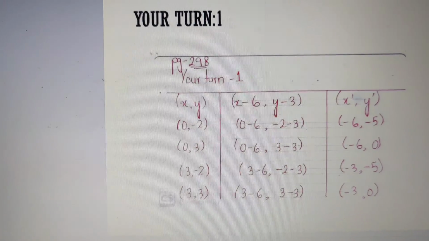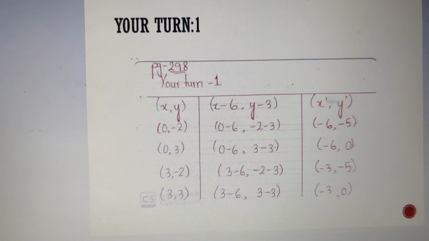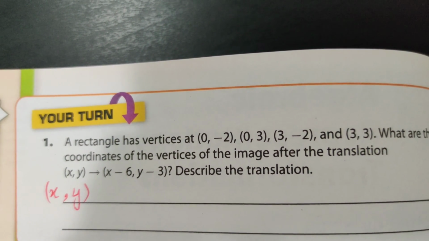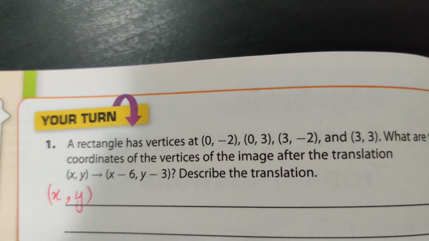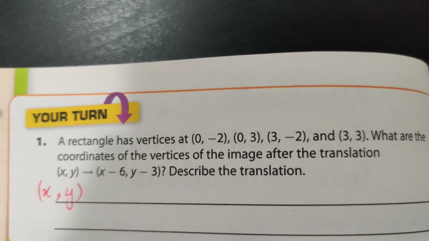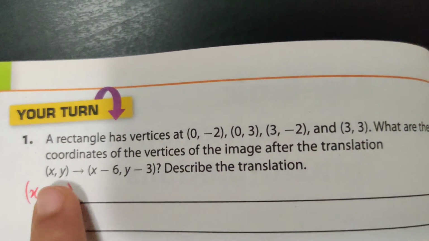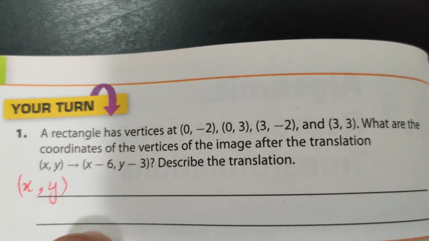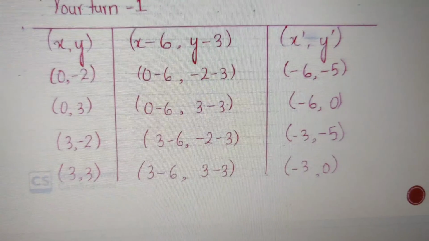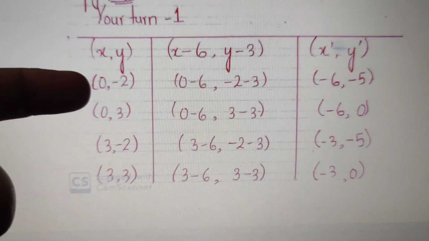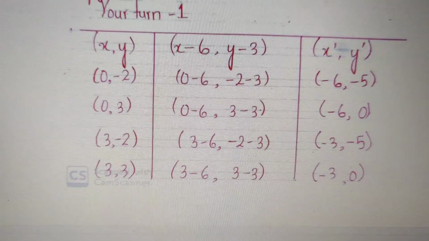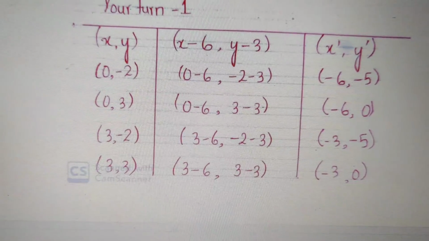Now here we have a your turn. We have a question. Your turn 1: a rectangle has vertices (0, -2), (0, 3), (3, -2), and (3, 3). What are the coordinates of the vertices of the image after the translation? The question is already given here: (x, y) goes to (x - 6, y - 3). We have to describe this translation. These were our coordinates: (0, -2), (0, 3), (3, -2), (3, 3). They already gave us a formula to use: x - 6 and y - 3.